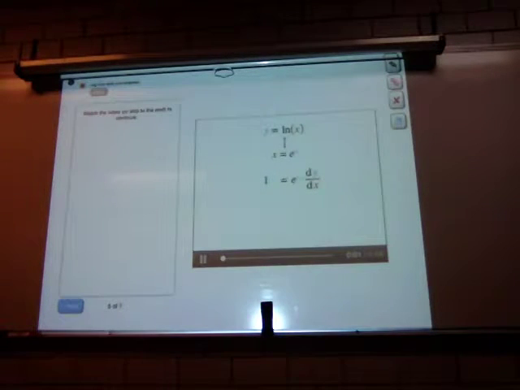Right. Let's see how you got that. You solved for dy dx by dividing both sides of this equation by e to the y. And earlier, you found that e to the y equals x. So you replaced the e to the y down here with an x. And so therefore, dy dx equals 1 over x. To summarize, if y equals the natural log of x, then dy dx equals 1 over x. In other words, the derivative of the natural log of x is 1 over x.